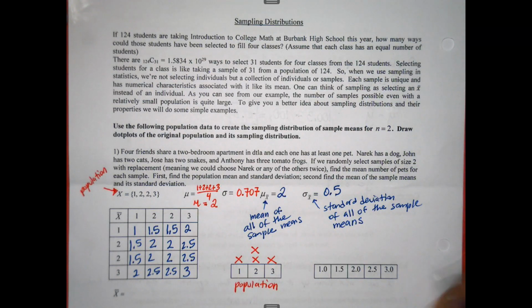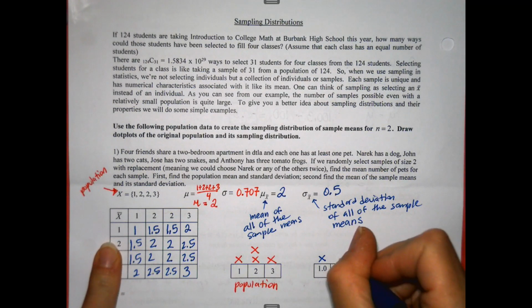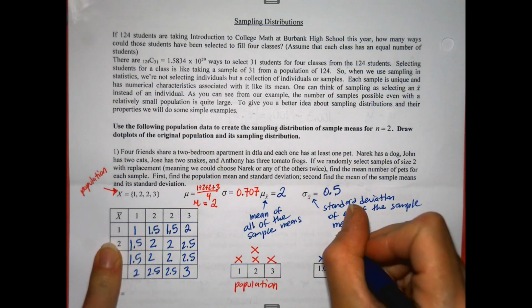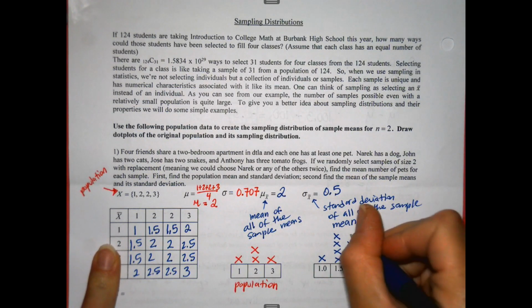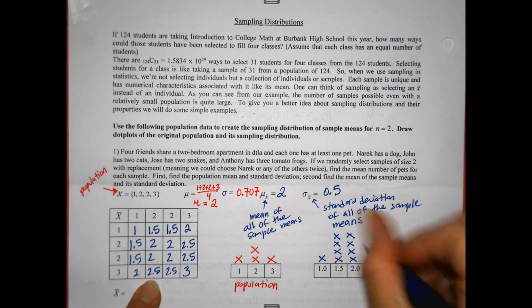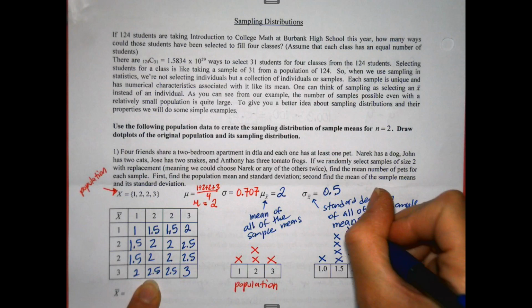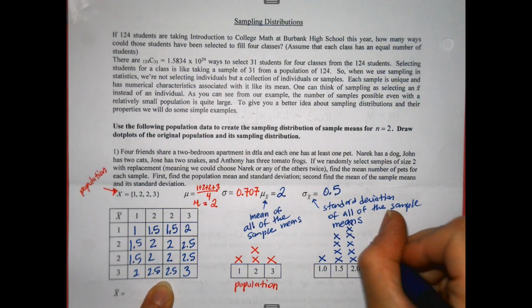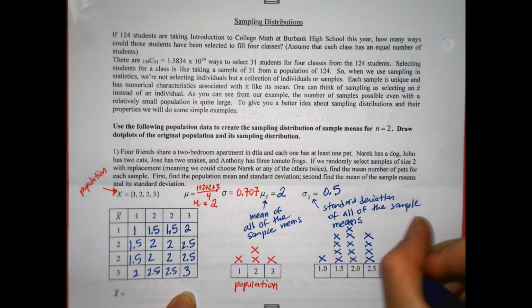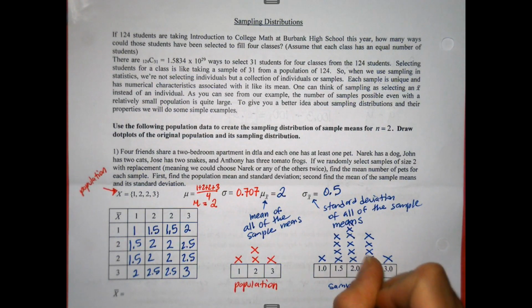For our sample means, there was 1 at 1.0, 4 at 1.5, 6 at 2.0, and there's 4 for 2.5 and 1 for 3. And this is the sample means.